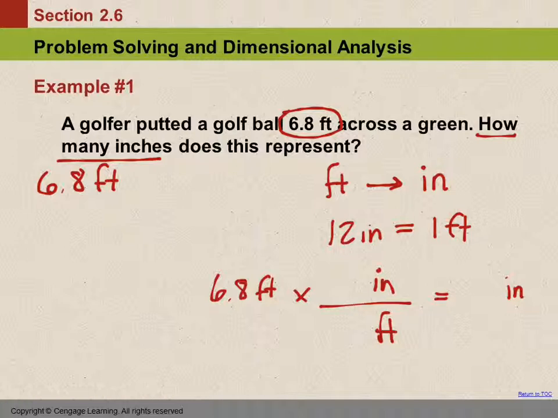Now we can't just ignore the numbers, because an inch doesn't equal a foot, does it? So we need to bring these numbers along. So this 12 inches has to stay together. So that's 12 inches. And over here we've got 1 foot. That has to stay together. So we're going to take 6.8 feet and multiply it by this fraction, 12 inches over 1 foot. And we see that what happens with the units is the feet cancel out, which is what we wanted to happen.